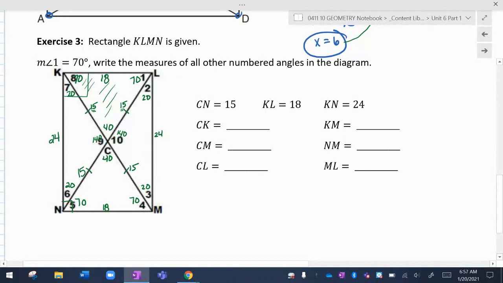Now I'm just supposed to fill in the blanks. So CK. C to K is 15. Fine. Let's see. KM. KM is 30. NM is 18. ML is 24. CL is 15. CM is also 15.